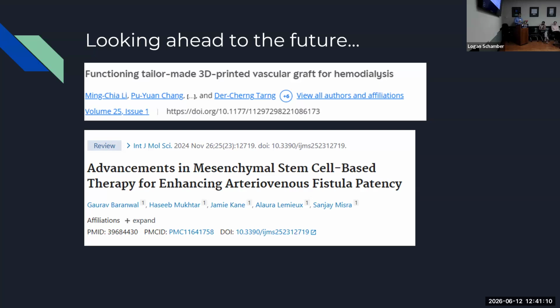Another promising advancement is the use of mesenchymal stem cell based therapy, specifically adipose-derived and gingival stem cells, which have been shown to have anti-inflammatory properties that can help with promoting patency of the fistula. There are ongoing trials now using that.